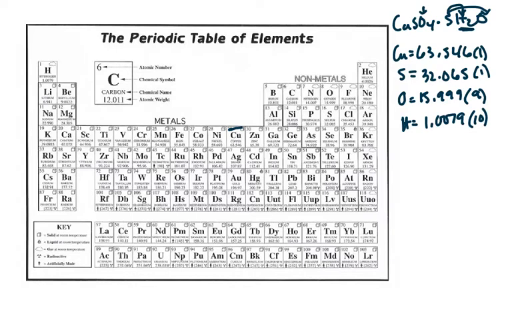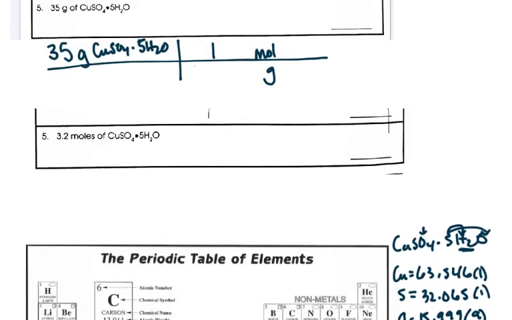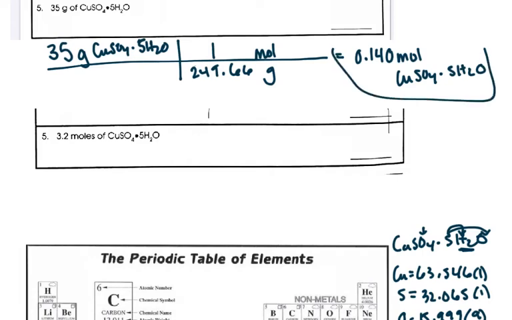So I'm going to go ahead and multiply those out and then add them all up, and I get 249.66. So the units for that are grams per mole. So it's that many grams per 1 mole. So I'm going to go up and put that number here because I had 249.66 grams per 1 mole. So then in my calculator, I'm going to do 35 divided by 249, and I get 0.140 moles of copper sulfate pentahydrate. So that's my answer for that one.